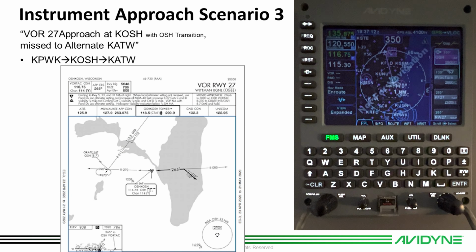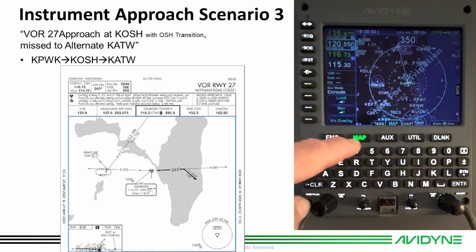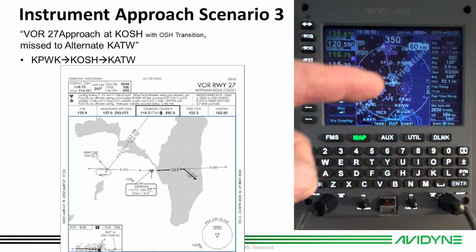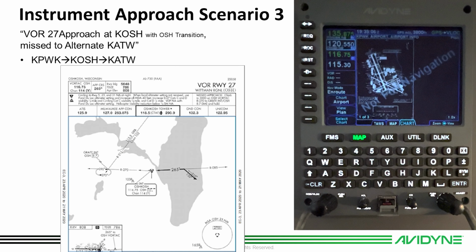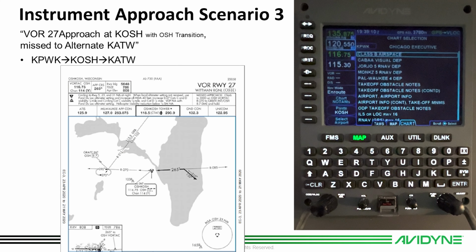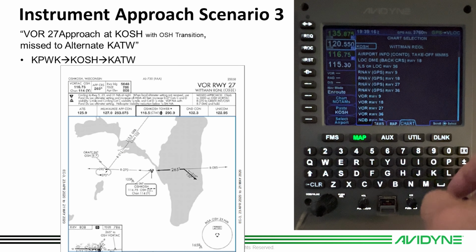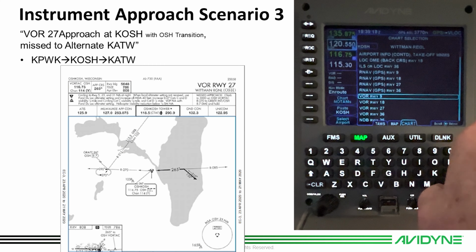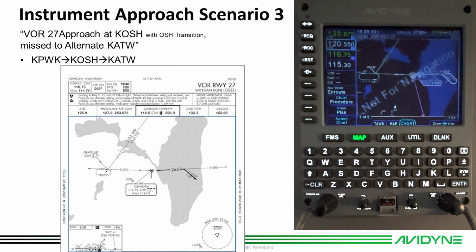While en route, we can again switch to the map page and view our data blocks by holding the map page button. We can also load and view the approach plates by going to the Chart tab. Then hit LSK1 to select Chart, then LSK2 to paste KOSH, our destination, and view the full list of available charts and airport diagrams. Now we can scroll down to VOR 27 and push the FMS knob or Enter to select.